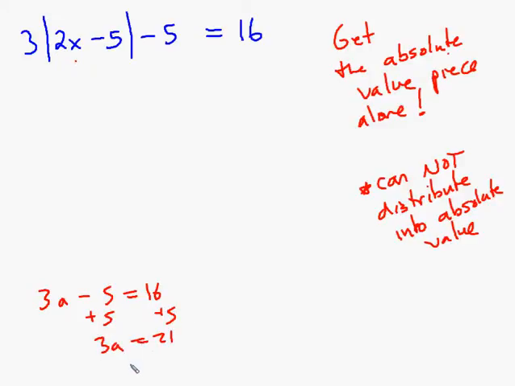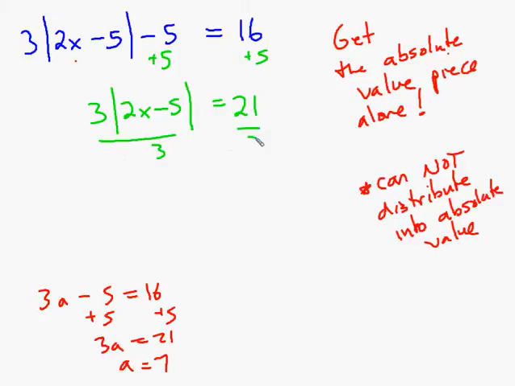So the absolute value is going to equal 7. Let's go back up here. We need to do what? Add 5. We get 21, and we have 3 absolute value, 2x minus 5. Now what? Divide by 3. So we get absolute value, 2x minus 5 equals 7.